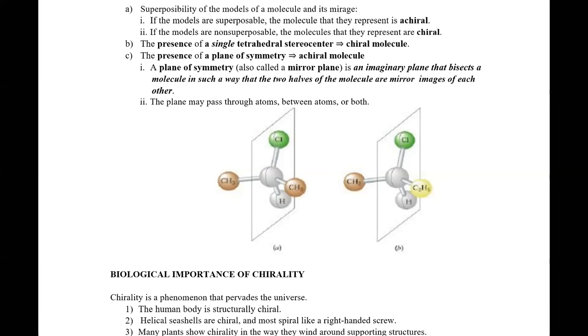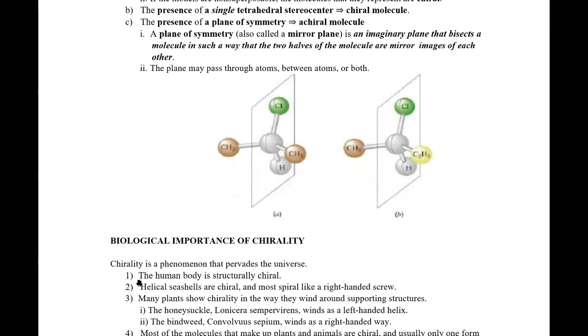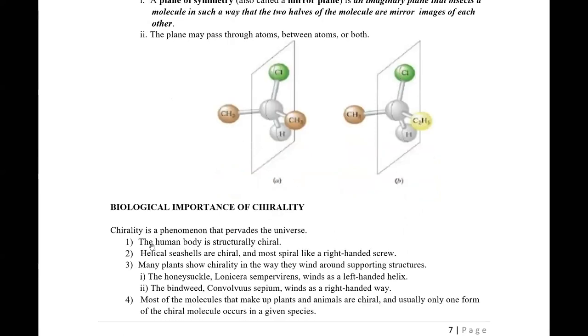I'm just trying to make you recall the names in French or see the names in French. So find chirality when you open that page, I guess, it's 90 something. Then we're going to talk about the biological importance of chirality, this phenomenon of chirality. In the biology perspective, they say the human body is structurally chiral. And it's been proved it is structurally chiral.